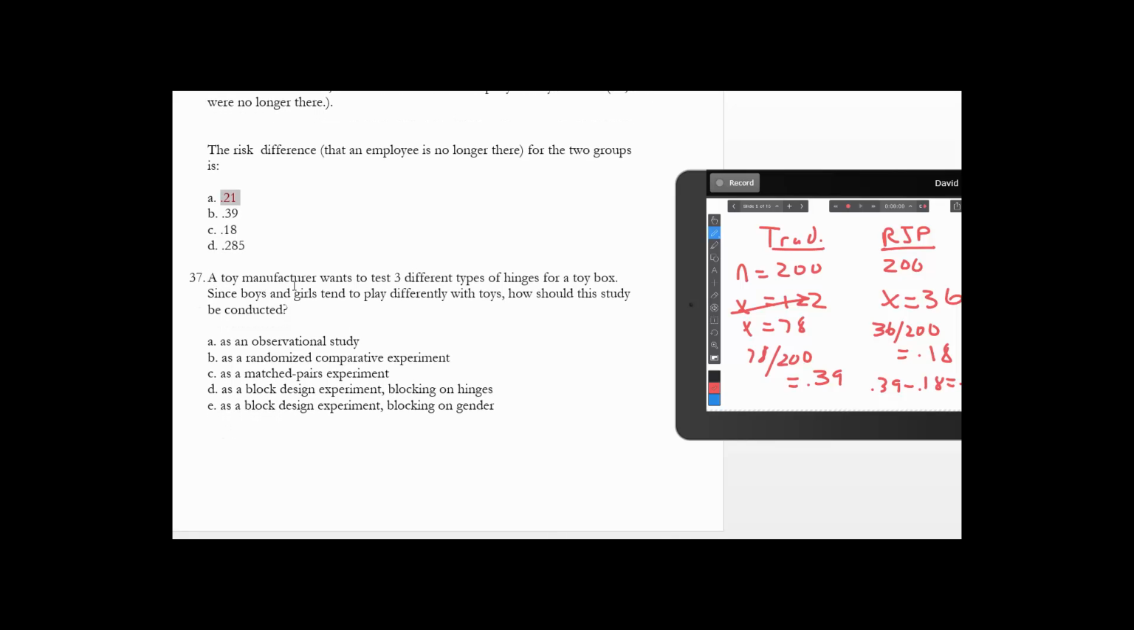Okay, so we have a toy manufacturer wants to test 3 different types of hinges, and boys and girls tend to play differently. How should you study this? Well, you should use a blocked design experiment blocking on gender. What that just says is, since they play differently, if we're going to have, let's say, 60 children, and let's say that 30 of them are boys and 30 of them are girls, for hinge A, you want 10 boys. For hinge B, 10 boys. For hinge C, 10 boys. And then 10 girls with each as well. So you don't confound the results of your study by whether it was boys or girls that were playing with the toys.